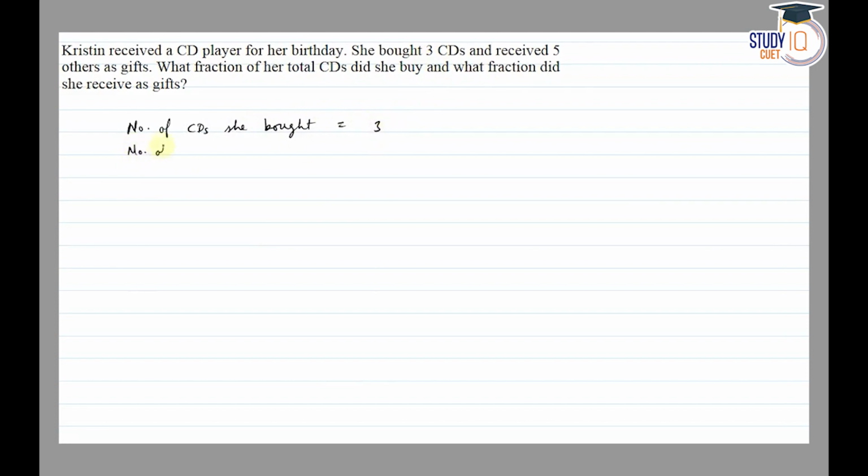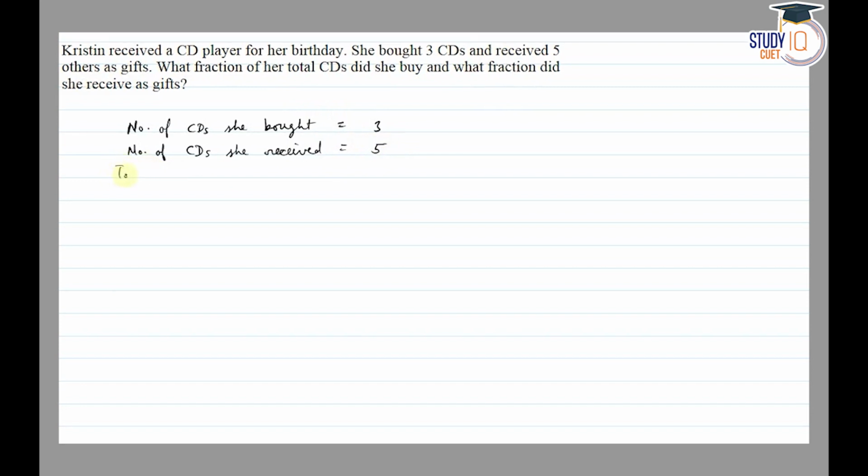Next, number of CDs she received. So she received 5 others as gift. So जाएगा हमारे पास 5.